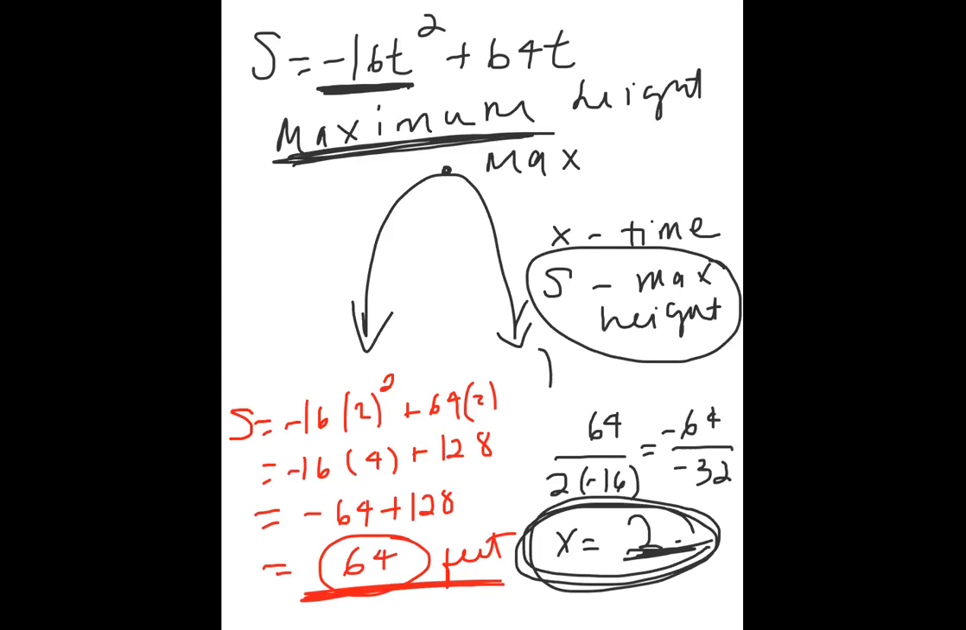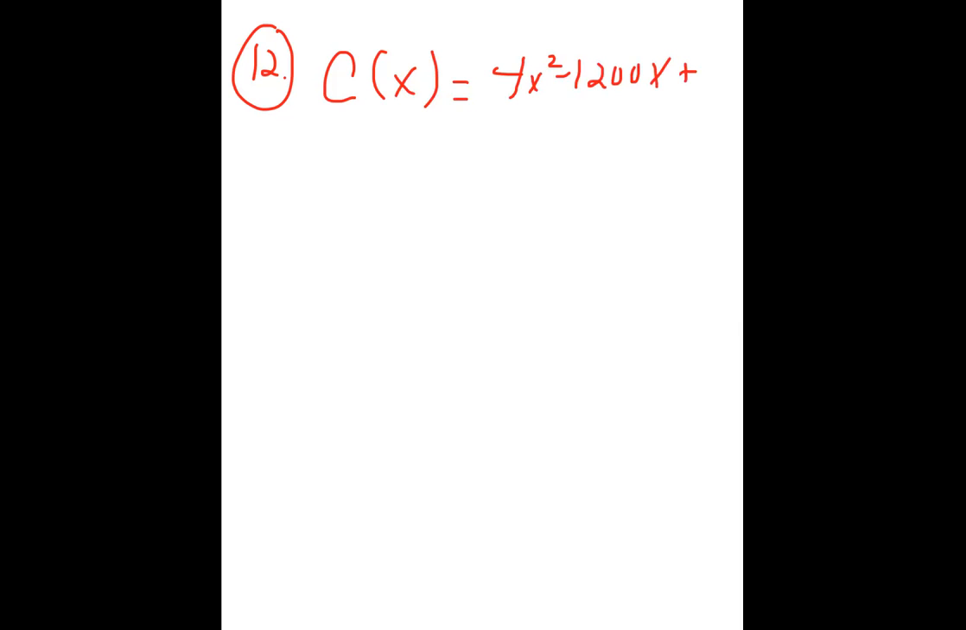All right, now this next one, guys, is a 2-part question. This is problem number 12. The cost, C of x, in dollars of manufacturing x bicycles is given as 4x squared minus 1200x plus, I'm running out of room here, 101,000.